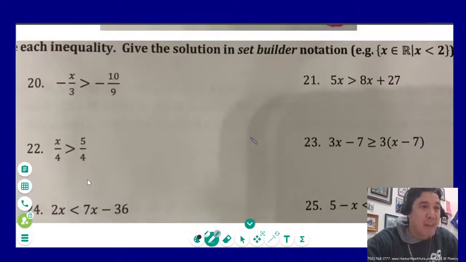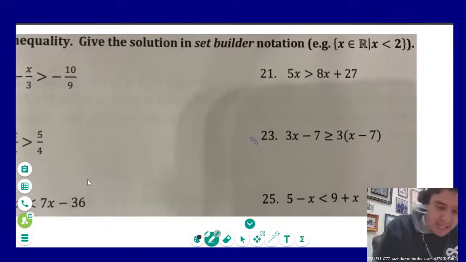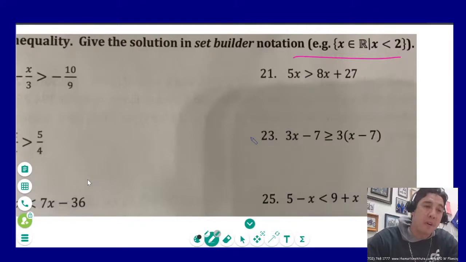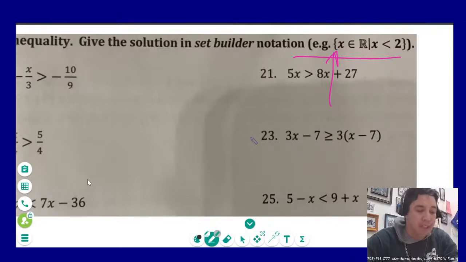They gave you an example. And right here it says e.g., which means for example. All right? Then the example of how they want the question answered is the set of numbers. That's why you got the squiggle right there. That squiggle bracket refers to the set of numbers, where x is an element of the real numbers. That's what that's saying. The answer, it's more than one answer.